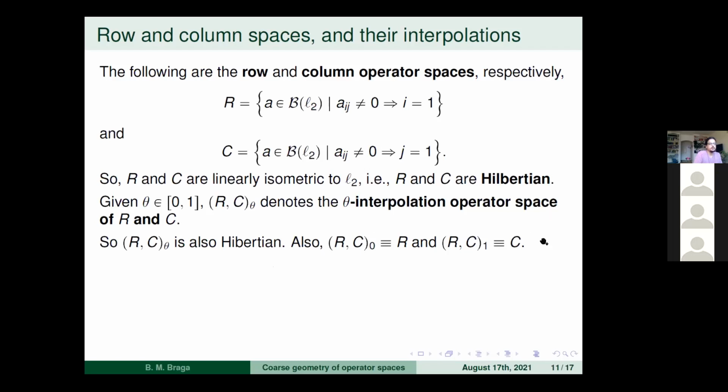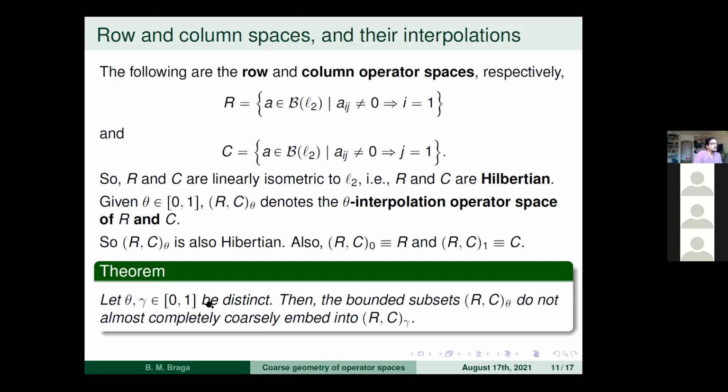But the result I want to mention is that if you have two different indices, theta and gamma, and you look at the theta interpolation and the gamma interpolation, then they are actually incomparable with respect to this weaker notion of coarse embeddability. So this is a family of spaces which, as Banach spaces, are just little L2. Nothing is changing, they're actually the same space, but as operator spaces they are different. And this weaker notion is strong enough to capture the difference in the operator space structure of those things.